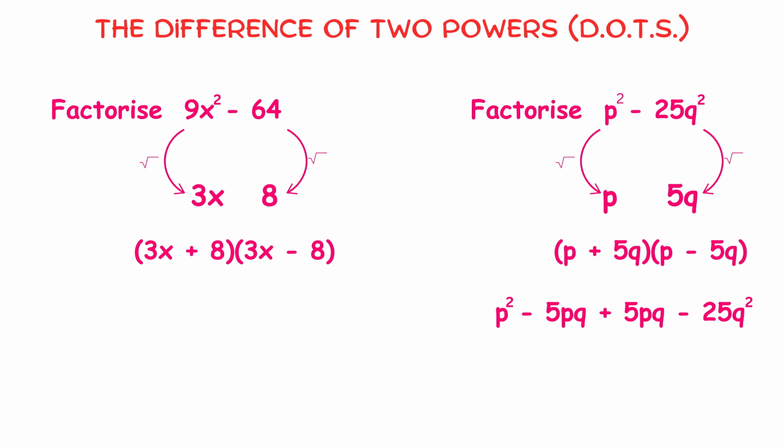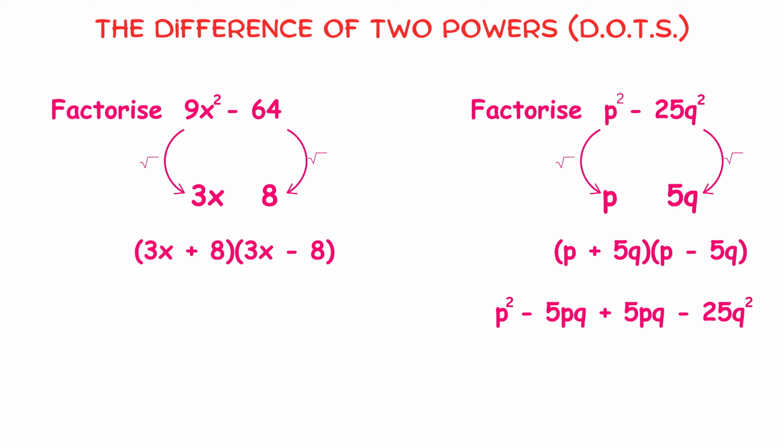For this last one, p squared minus 25q squared, the square root of p squared is p and the square root of 25q squared is 5q, so we get p plus 5q and p minus 5q. Before we finish, I just want to show you that this technique of factorizing really does work, which we can do by expanding the brackets back out and double-checking that they're equal to p squared minus 25q squared.